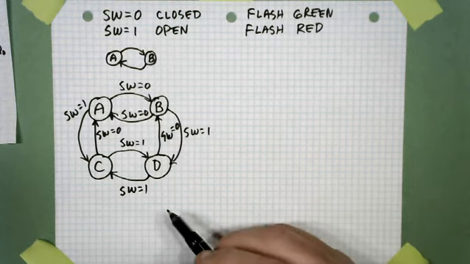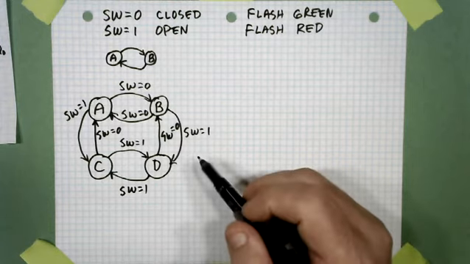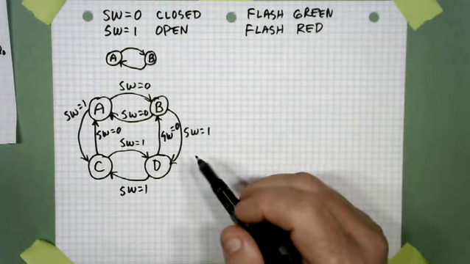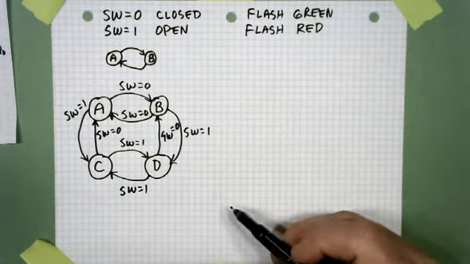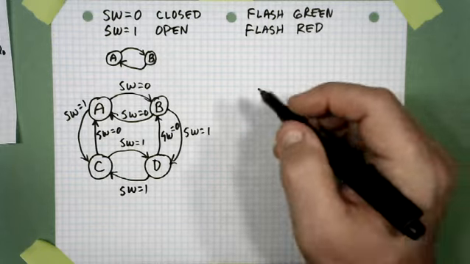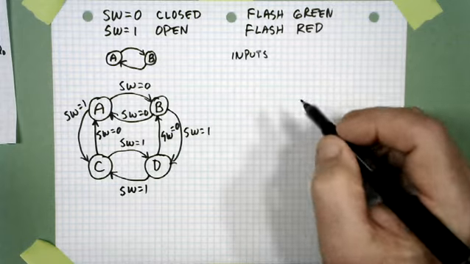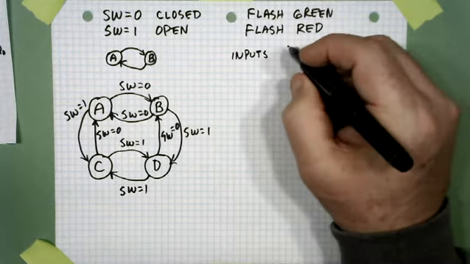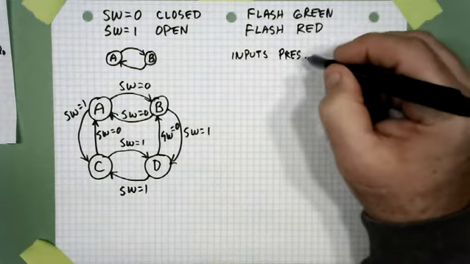But let me just pause that process for a minute, and let's just draw the table a little bit differently. It is after all a state transition table, so let's leave these labels in and write the state transition table that way. So on the left, we have inputs, and some of those inputs include the present state, the present state of the system.